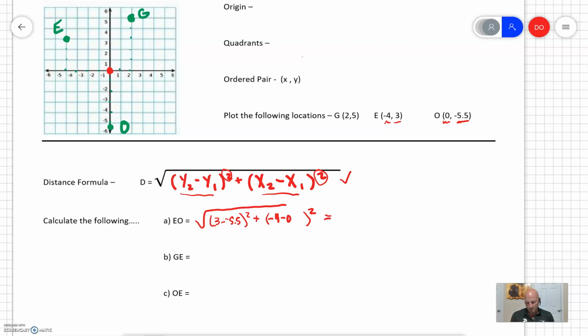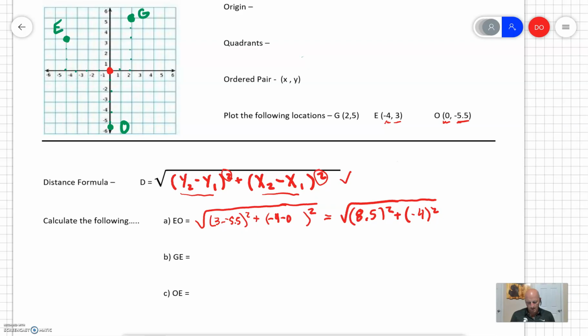I'm going to start to simplify a little bit of this. So we have 3 minus a negative 5.5. Minus a negative is like adding a positive, so that's really 8.5. So we have the square root of 8.5 being squared, and I'm going to add that to, it looks like negative 4 minus 0 is just a negative 4, so negative 4 squared, and now I want to square these values and calculate the square root.